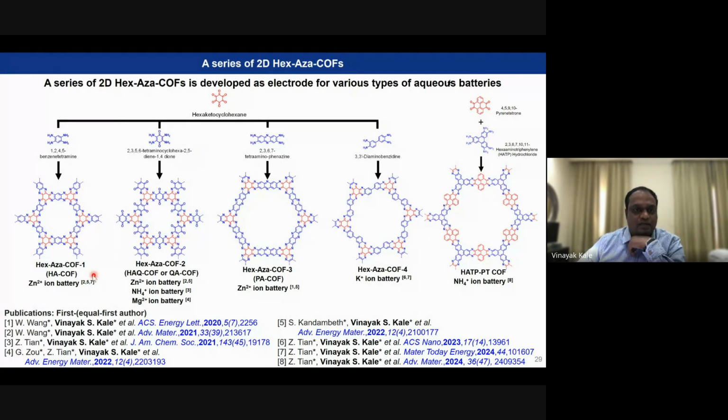As you can see, these COFs have been explored for various rechargeable battery applications. For example, the first COF has been used for zinc ion battery, second is zinc, ammonium and magnesium ion battery, third COF used for zinc ion battery, fourth is the potassium ion battery, and the last one used for ammonium ion battery. From time to time we reported all these works in these quoted journals.